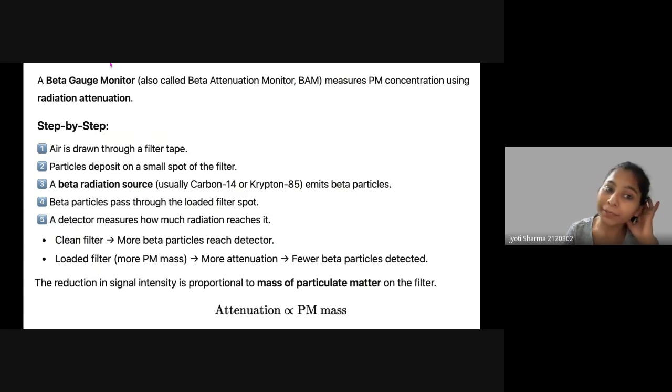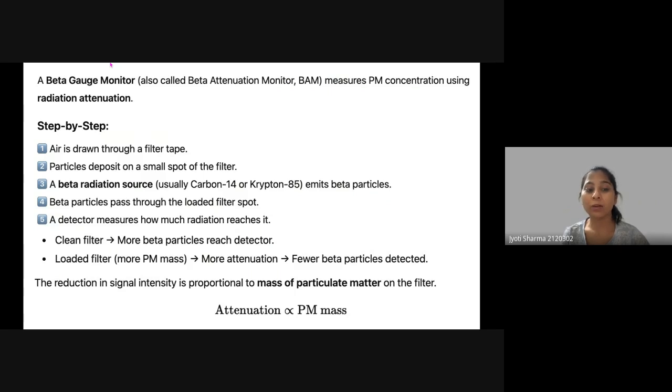Okay, so beta attenuation monitor, this is also known as the BAM, and it monitors PM concentration using radiation attenuation. Whenever we have a filter tape, the particles will be deposited on a small spot of the filter, and we will have a beta radiation source, which can be carbon 14 or krypton 85, that will emit the beta particles. Beta particles will pass through the loaded filter spot, and whenever you have a clean filter, it means more beta particles will reach the detector.